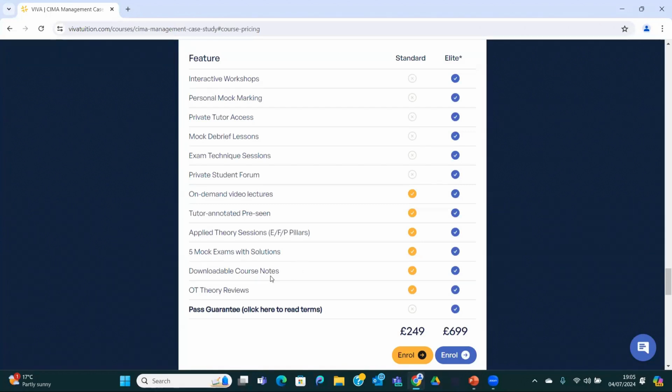Now, we've also got downloadable course notes. These are really useful for you, helping you with understanding what management case is all about, and also with covering some of the basic knowledge that you need from E2, F2 and P2. Can you see here, we've ticked that we've got O2 theory reviews. So we've got recaps of the key areas, not all of the detail from those 3 papers, but the key areas that regularly get tested in management case. So that's all on the elite course.